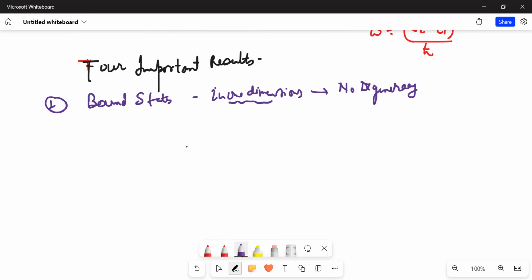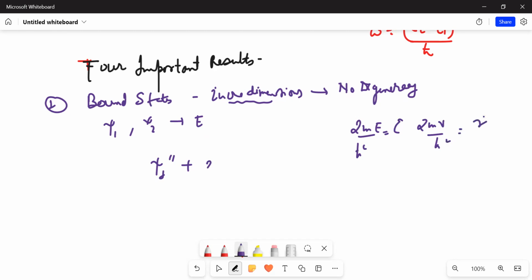Suppose that there is a degeneracy and psi1 and psi2 both correspond to the same energy eigenvalue, that is E. If that indeed is the case, then you know that these are going to satisfy this. So I wrote something like 2mE upon h bar squared, I just gave a notation to this, and 2mV upon h bar squared, I'm going to give a notation to this. So basically, this is going to be psi1 double prime plus the notation terms times psi1 equal to 0, and this is it.